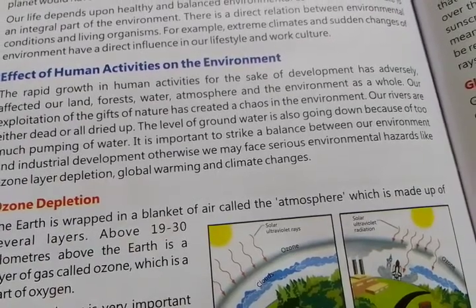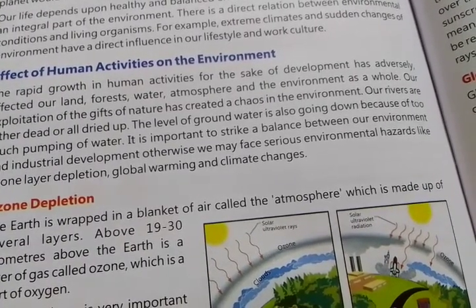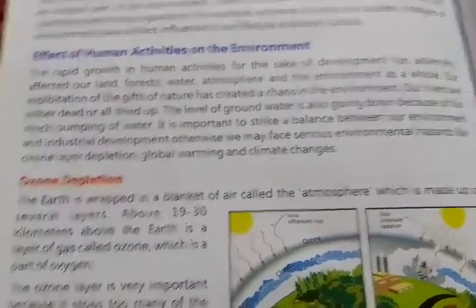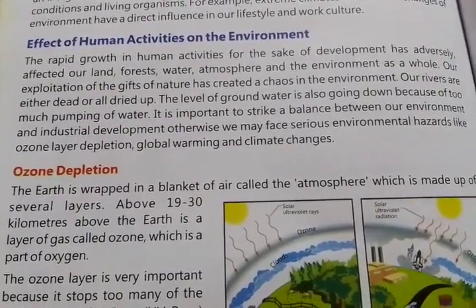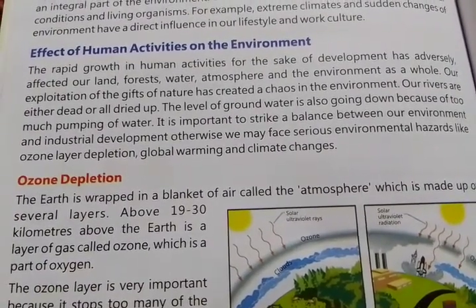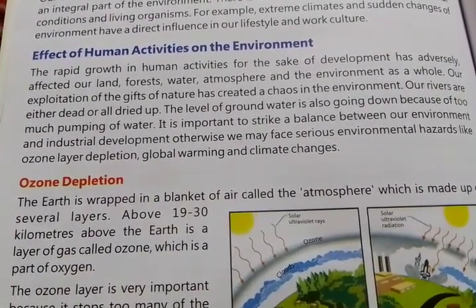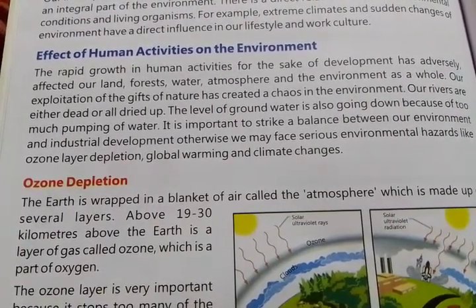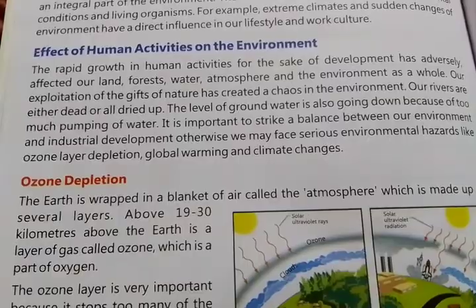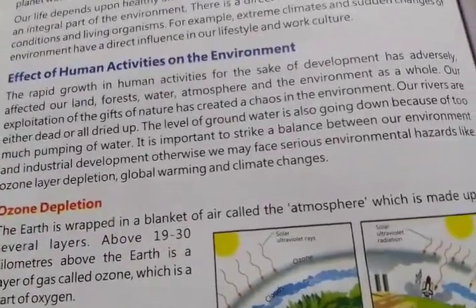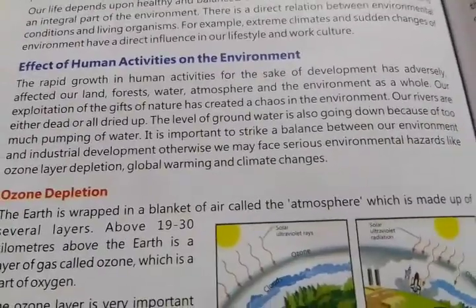Our rivers are either dead or all dried up. The level of groundwater is also going down because of too much pumping of water. It is important to strike a balance between our environment and industrial development. Otherwise, we may face serious environmental hazards like ozone layer depletion, global warming and climate changes.